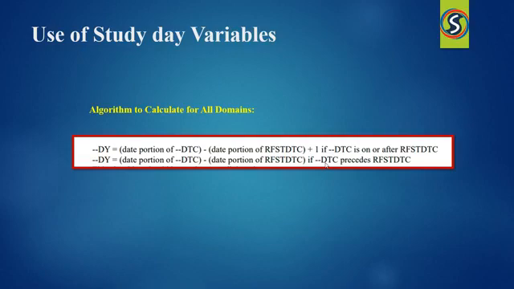So the date portion of your subject reference start date, RFSTDTC from your demographics domain, is being considered, and the subject reference start date is designated as study day 1, and your study day value is incremented by 1 for each date following your reference start date. Dates prior to your reference start date are decreased by 1, with the date preceding the reference start date designated as study day minus 1. So there is no study day 0, note that point.